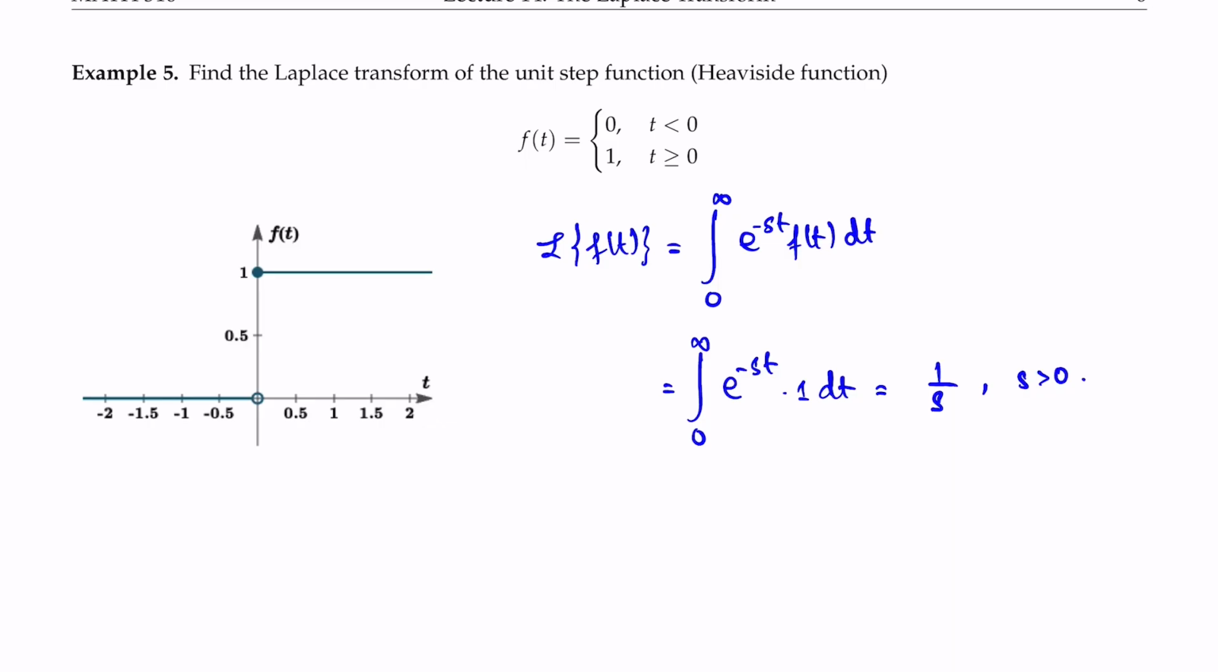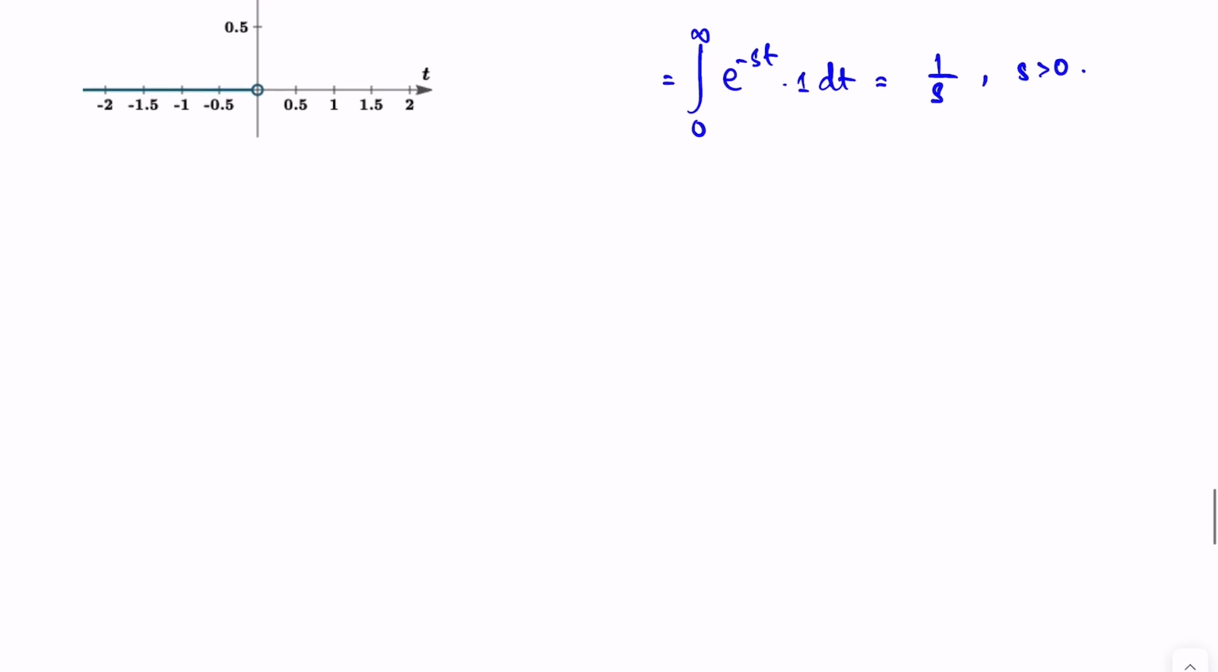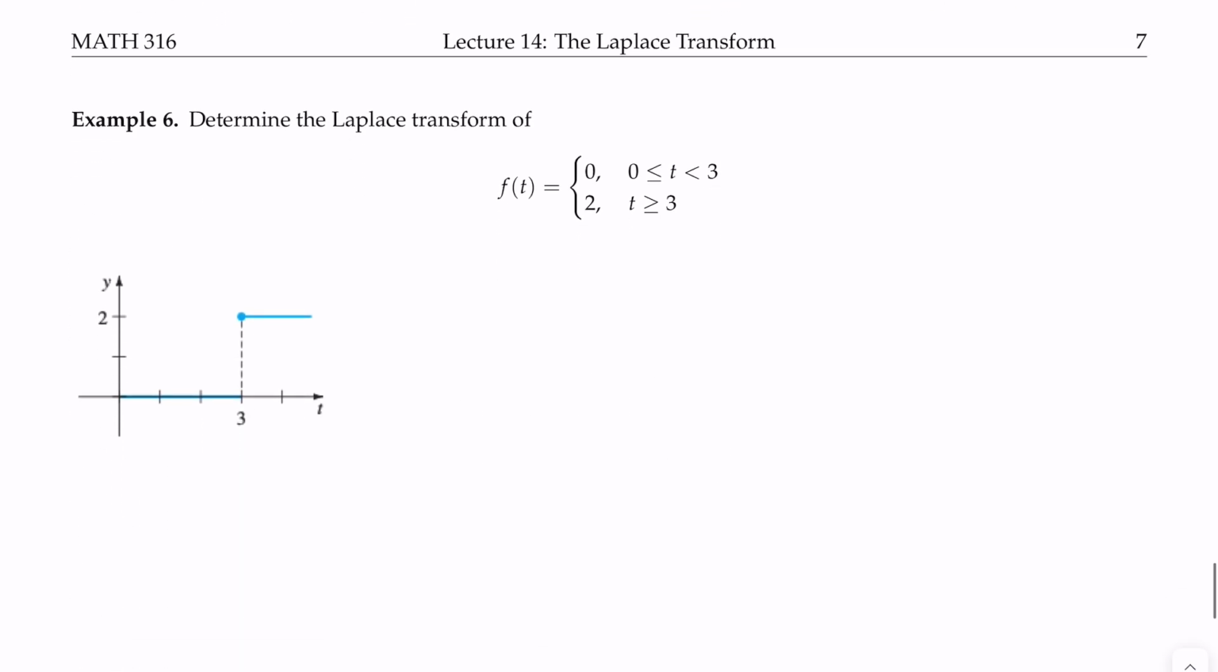Now, we're going to move on to another step function. The step function in this case is f of t equal to 0 when t is between 0 and 3. And the function is equal to 2 when t is greater than or equal to 3. Because t is strictly less than 3 when f of t is equal to 0, I would like to put in an open circle here just to clarify where the discontinuity occurs.